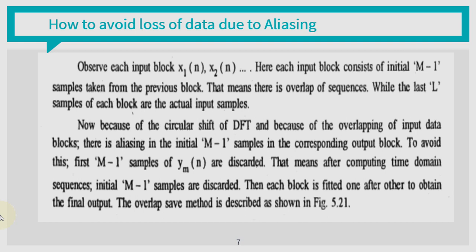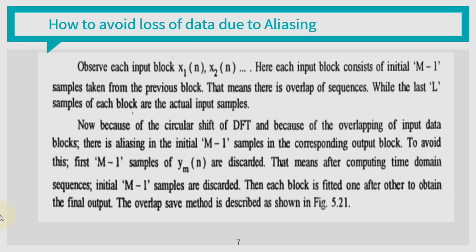Now, because of the circular shift of the DFT and the overlapping of the input data blocks, there is aliasing in the initial M minus 1 samples of the corresponding output block. To avoid this, the first M minus 1 samples of y(n) are discarded. So while making the output y(n), the initial M minus 1 samples from all blocks of y should be discarded. This means that after computing the time domain sequence, the initial M minus 1 samples are discarded, and then each block is fitted one after another to obtain the final output.